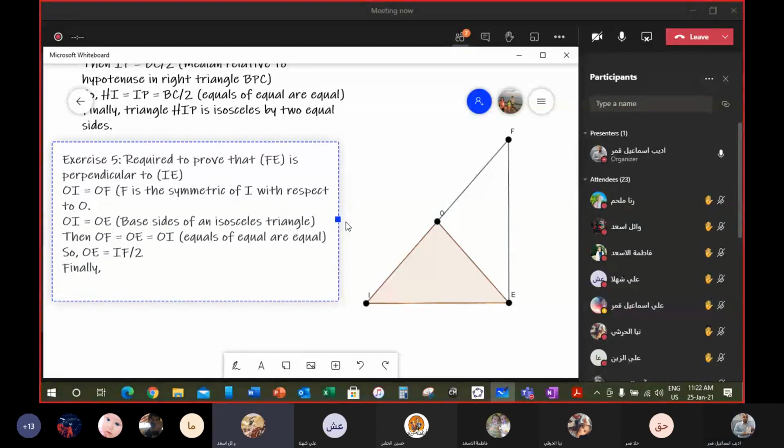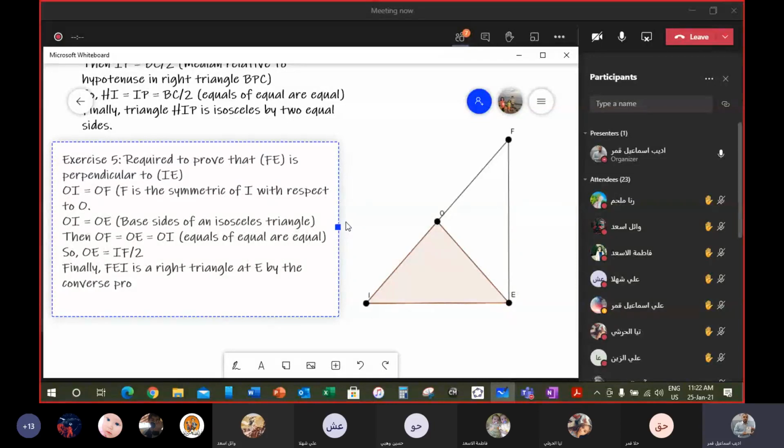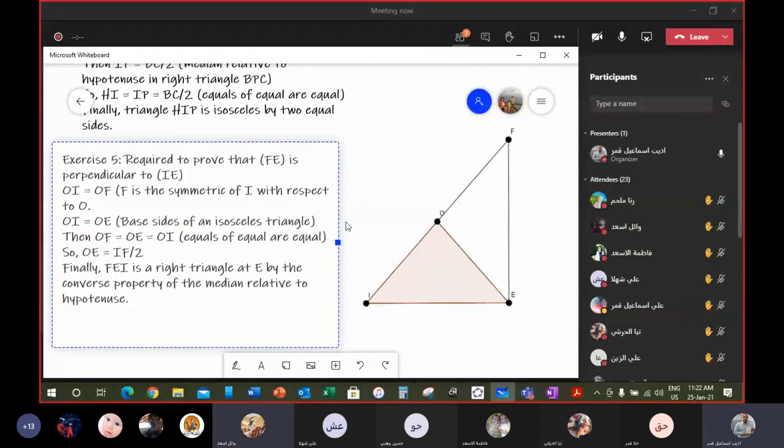أنا بتقطع عندي الكهرباء يا أستاذ. FEI is a right triangle at E by the converse property of the median relative to hypotenuse. Therefore FE is perpendicular to IE.